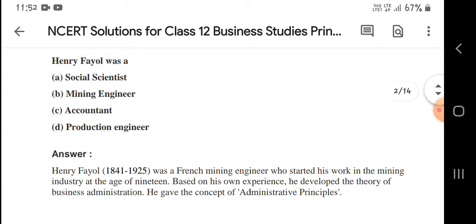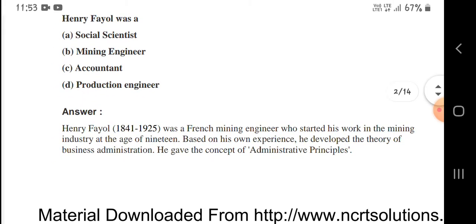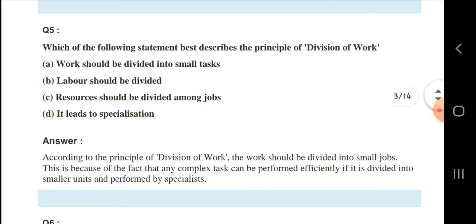Next, Henry Fayol was a social scientist, mining engineer, accountant, production engineer. So Henry Fayol was a French mining engineer. Small task, labor should be divided, resources should be divided among jobs, and it leads to specialization.